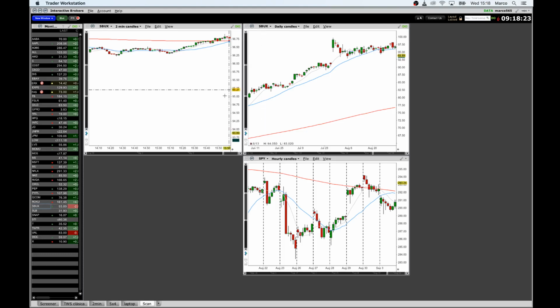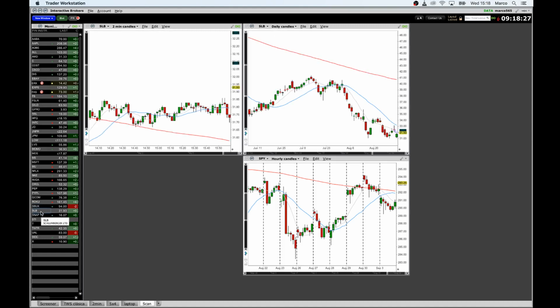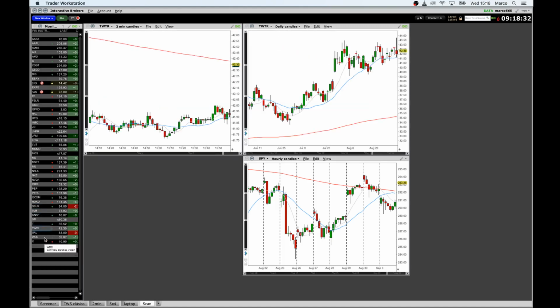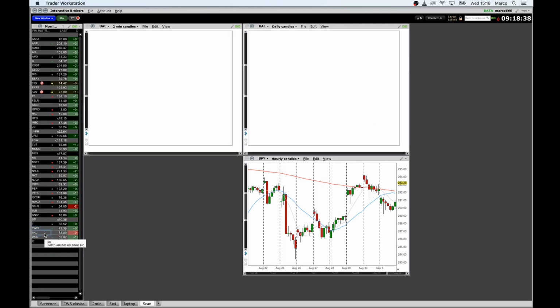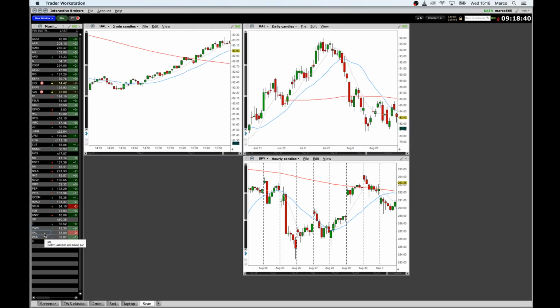Okay, 10 minutes to go. SLB, not awesome. Twitter, it's too wide. The Fab4 too wide. URL, we are inside the Fab4, so ignore it. And WDC.